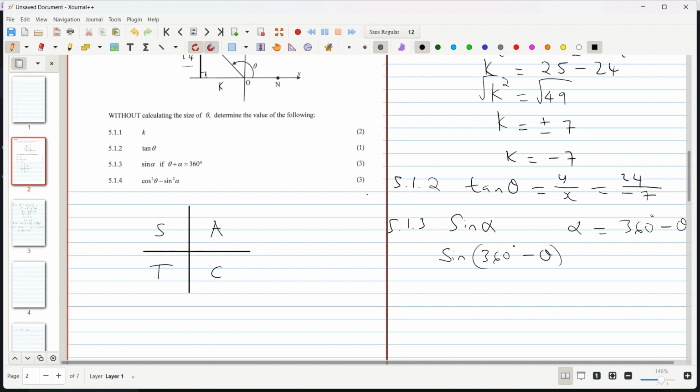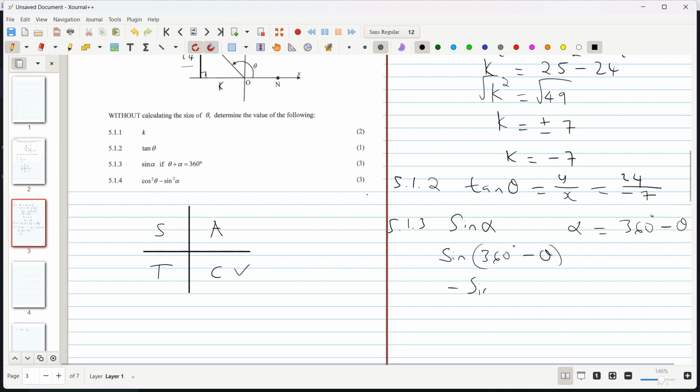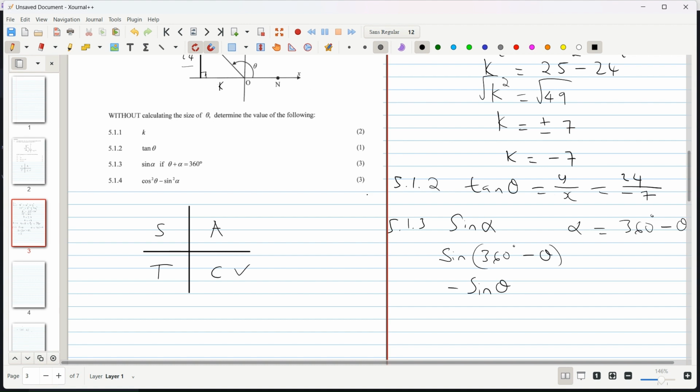It falls on the fourth quadrant. This is the fourth quadrant here. So we know that cos on the fourth quadrant is positive. Therefore, sine on the fourth quadrant has to be negative. In other words, we'll have negative sine theta. So sine 360 minus theta will equal negative sine theta.